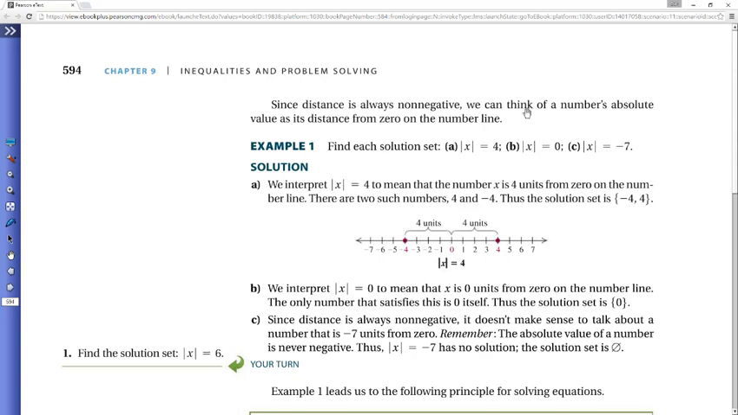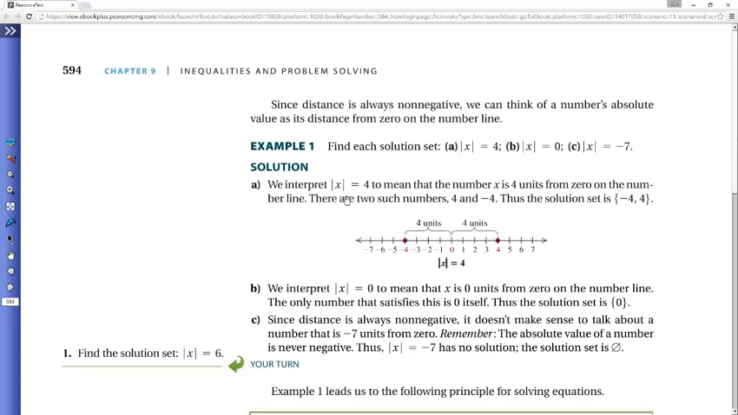Okay, so they kind of show it right before the example. I kind of like that they highlight this definition a little bit more, because if you remember that, the errors that occur from thinking that absolute value is the opposite of something are usually stopped. Well, let's look at what happens if we have an equation with absolute value. Here's a real simple one.